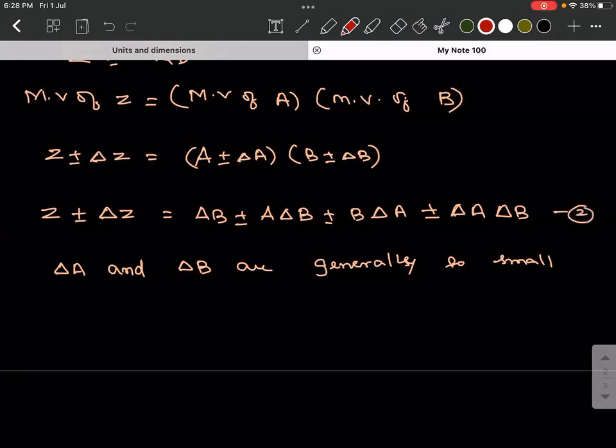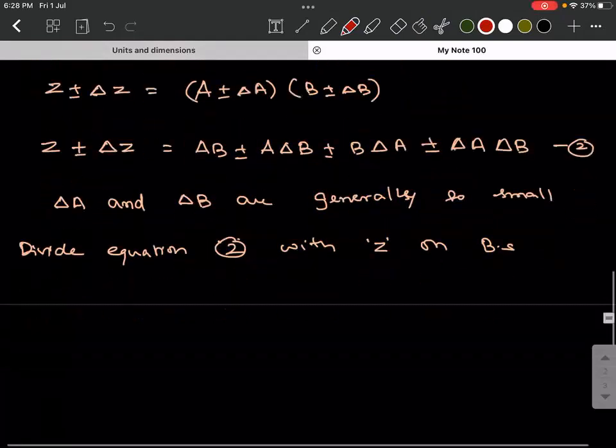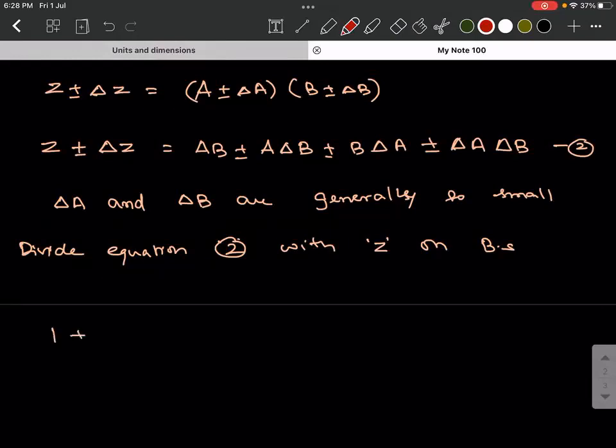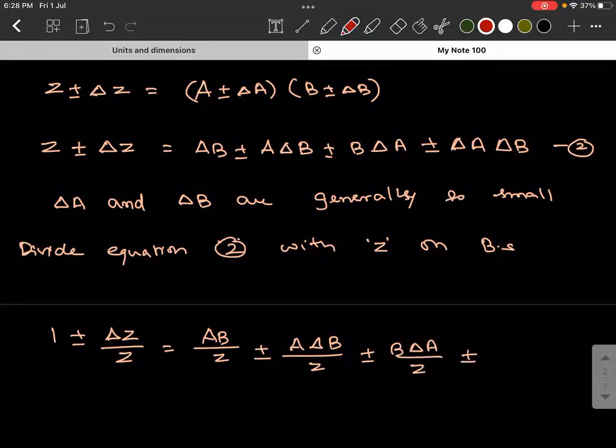Now, I'll divide equation 2 with Z on both sides. When I do this, what will I get? 1 plus or minus delta Z by Z is equal to AB divided by Z plus or minus A delta B divided by Z plus or minus B delta A divided by Z plus or minus delta A into delta B divided by Z. Is that right?